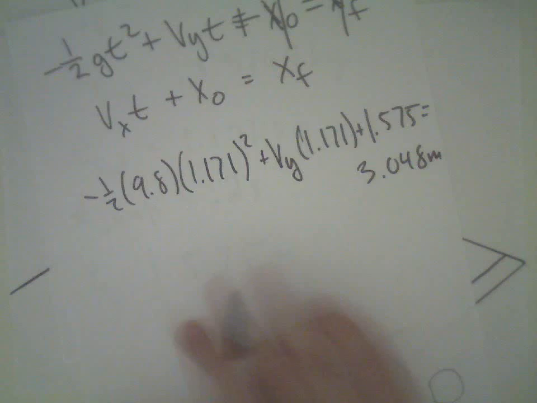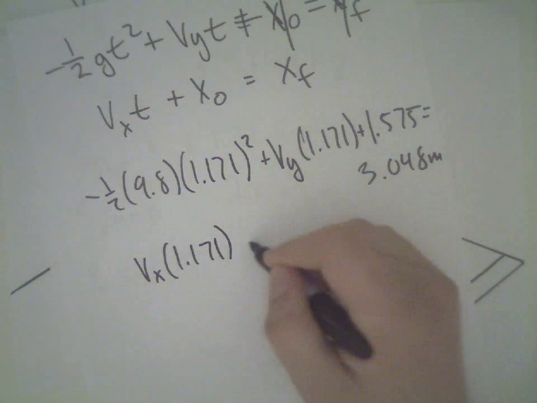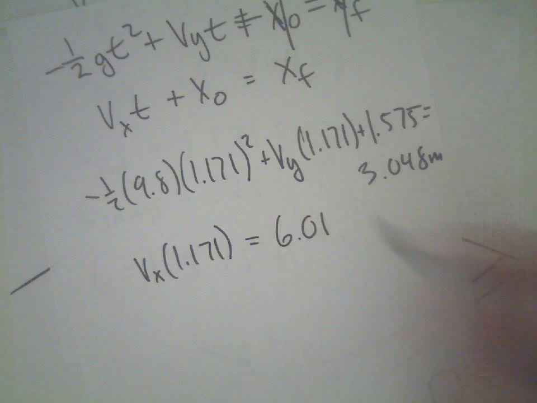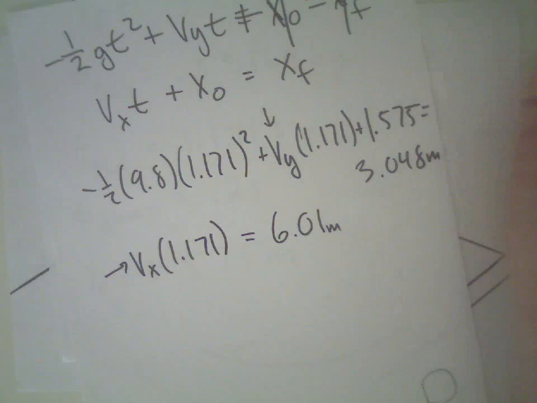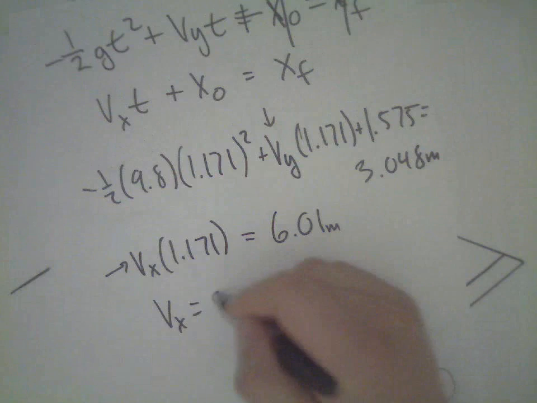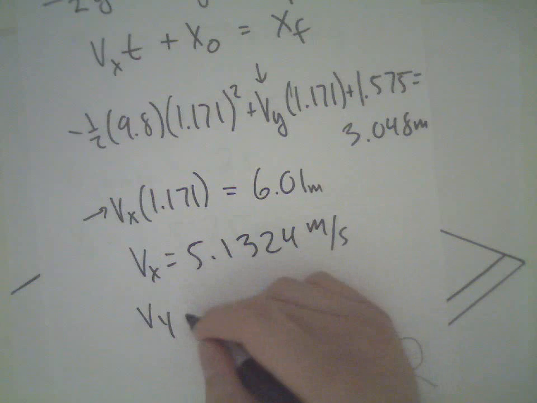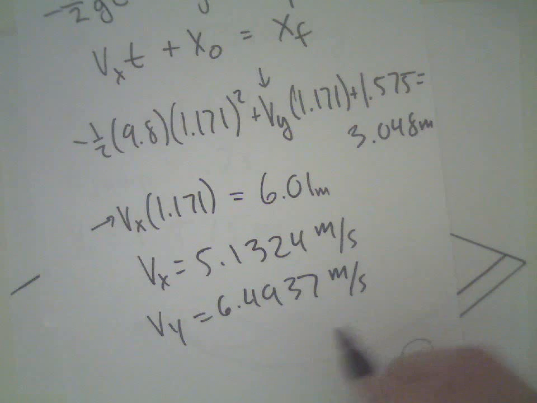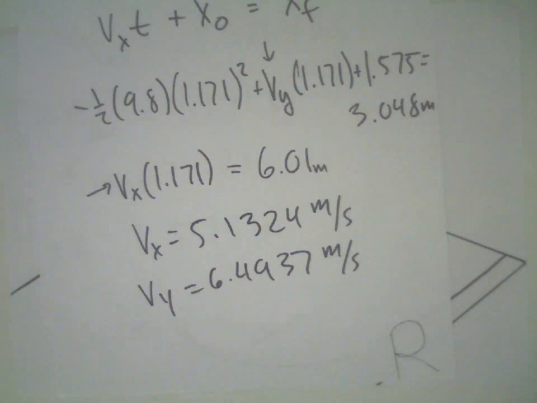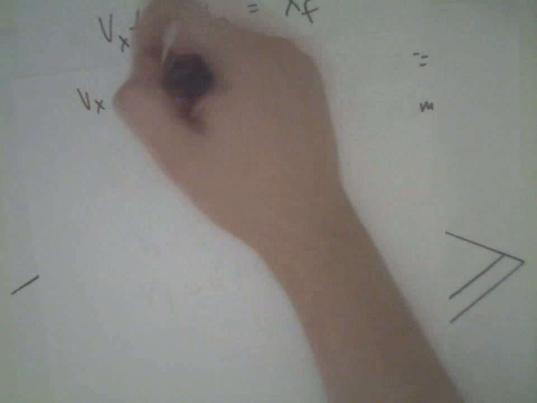Alright, and then for our second one, when we plug it in, we have our velocity in the x direction, which we do not know, our time again, and that's going to be equal to 6.01 meters. So, if you notice, we have one variable here and another variable here. We can easily solve using some simple algebra. I won't do that here, but I'll just go ahead and write down the answers. 5.1324 meters per second in the x direction, and 6.4937 meters per second in the y direction. Alright, so now we've solved for the velocities in those respective directions, and I'll rewrite it here so it's easier for me to do some more calculations.